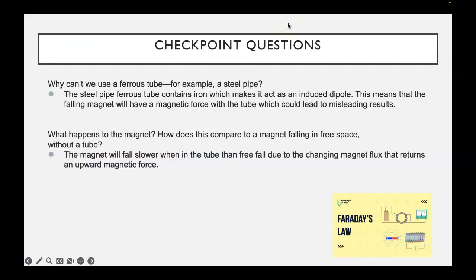These are the checkpoint questions. For the first one, the steel pipe tube contains iron, which makes it act as an induced dipole. This means that the falling magnet will have a magnetic force with the tube, which could lead to misleading results. And for the second one, the magnet will fall slower in the tube than in free fall due to the changing magnetic flux that returns an upward magnetic force.